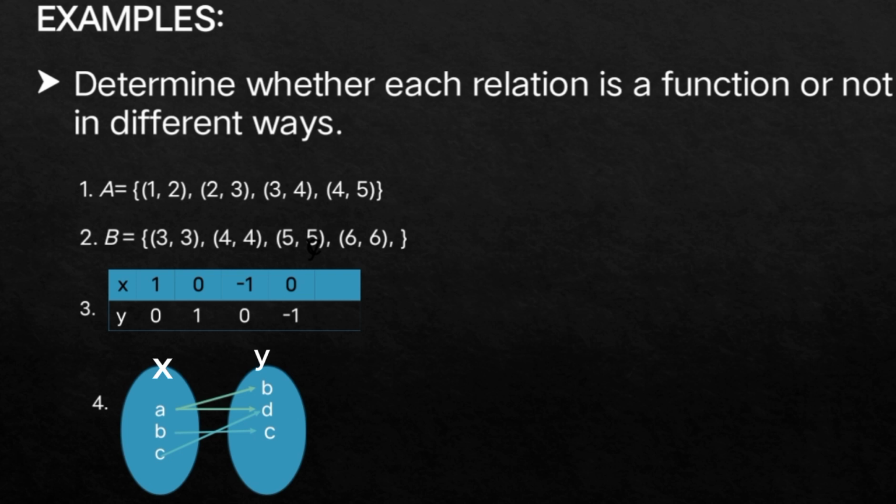Let's have other examples. Determine whether each relation is a function or not in different ways. Number 1, for set A, we have (1, 2), (2, 3), (3, 4), and (4, 5). For the domain, we have 1, 2, 3, and 4. And for the range, we have 2, 3, 4, and 5. As we can see, each domain has exactly one range, so it is a function.